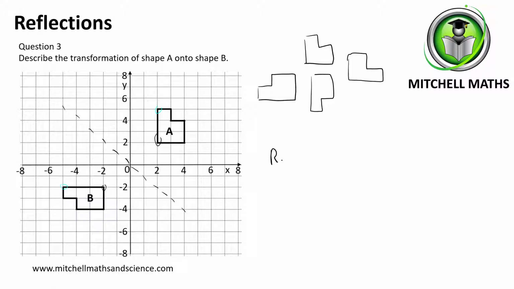So we just write reflection in the line y equals -x, and that would be your answer. So you just need to look: has it been reflected diagonally? Has it been reflected vertically or horizontally? And then find your line.